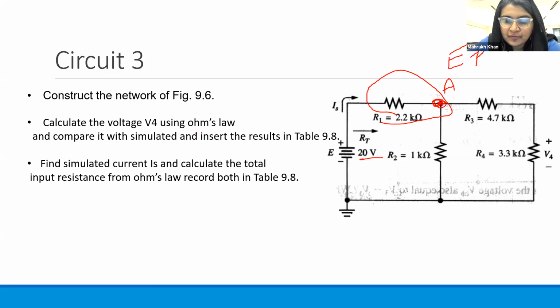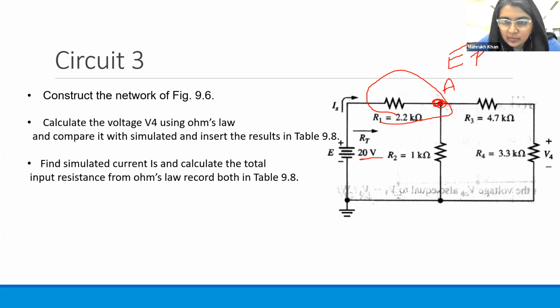Calculate the voltage V4 using Ohm's law and compare it with the simulated value, and insert the results in table 9.8. And then find the simulated current IS and calculate the total input resistance from Ohm's law, record both in table 8. First, you need to calculate V4.